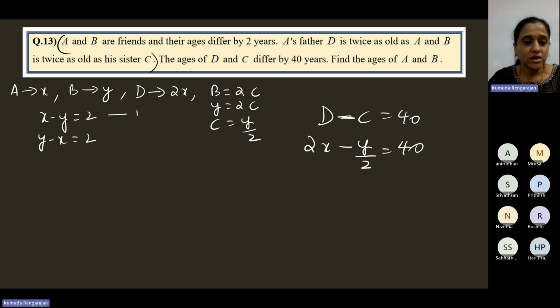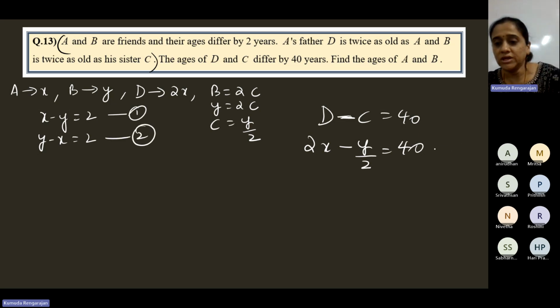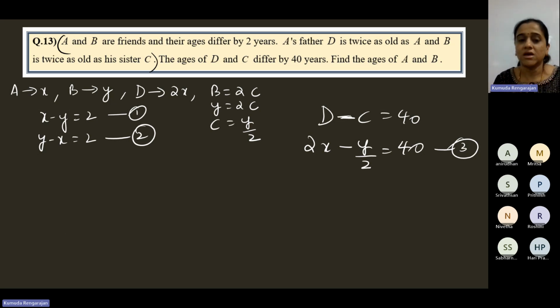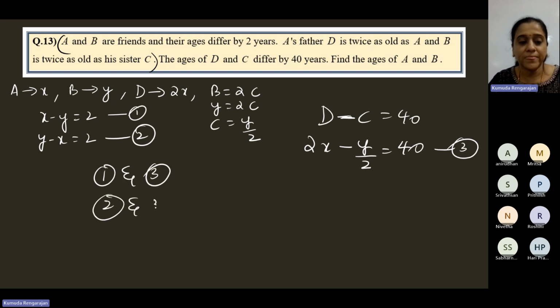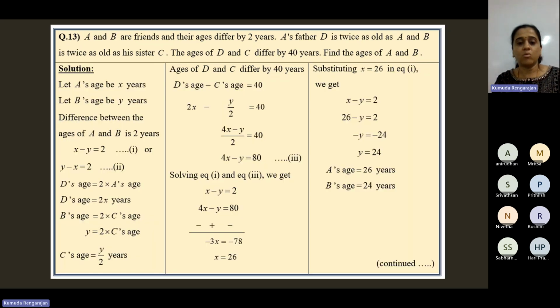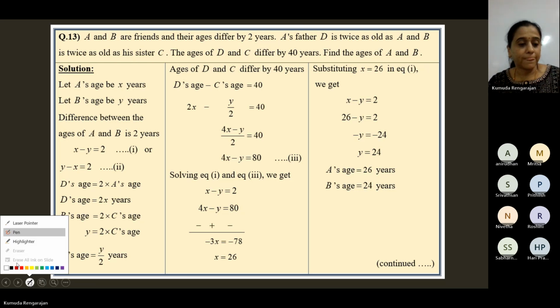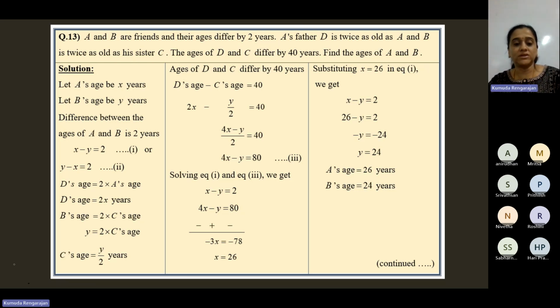Now what you have to do is equation 1, equation 2, equation 3. You should not solve 1 and 2 because we have constructed them from the same information. You should solve 1 and 3 and also 2 and 3. All right? 1 and 3, 2 and 3. So what happens when you solve 1 and 3? So you get x as 26, A's age is 26, B's age is 24. Their ages differ by 2 years, no?